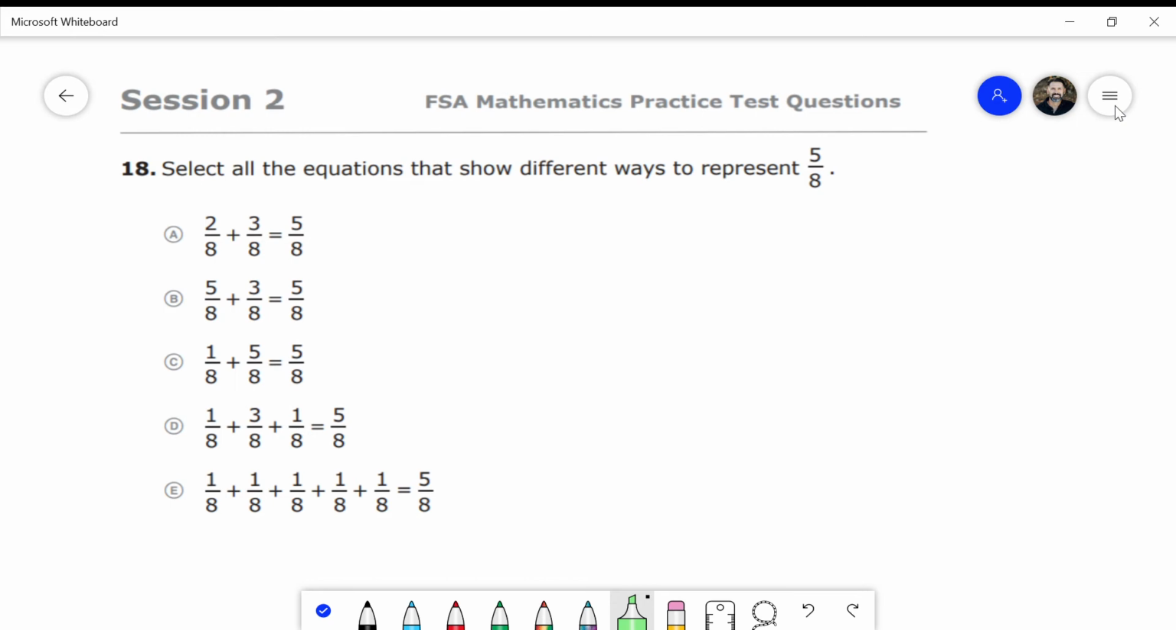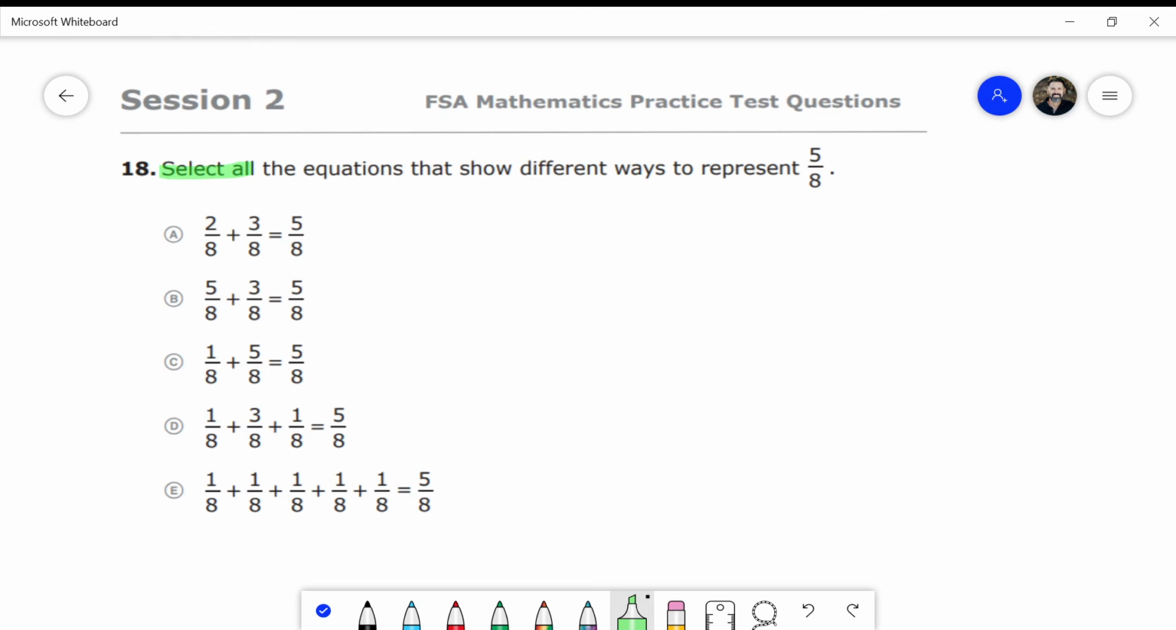First thing I want to point out is how it says select all. That means it's a multi-select. There's going to be more than one answer. So when you're taking the FSA, if you see the phrase select all or mark all that apply, or if it says the word answer in plural form, answers, with an S at the end, then that's an indication that there's going to be more than one answer. So be very careful on those.